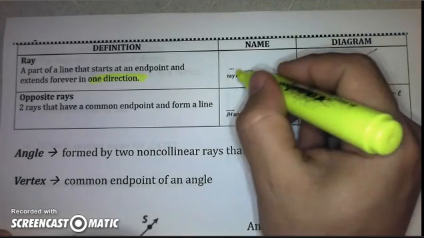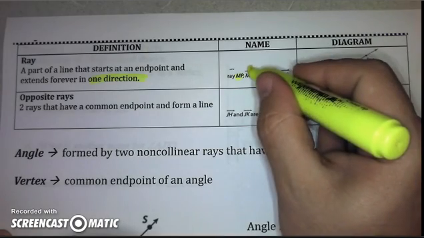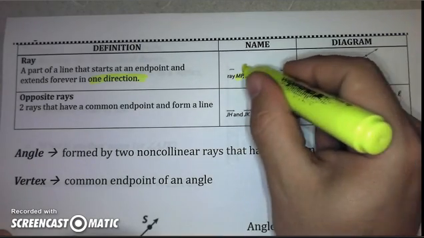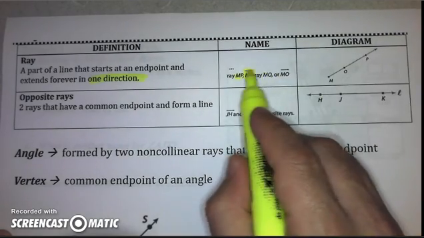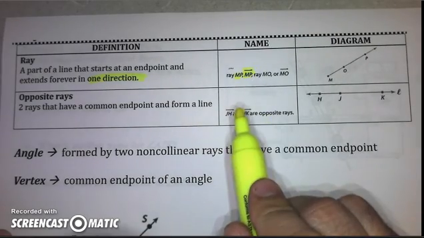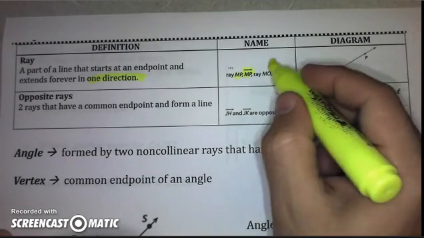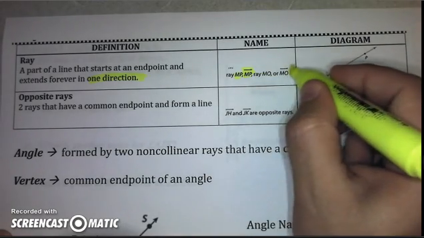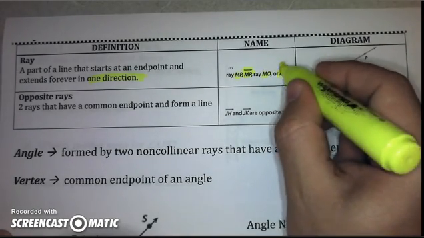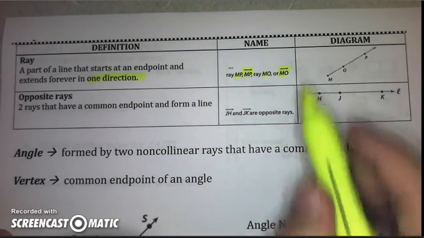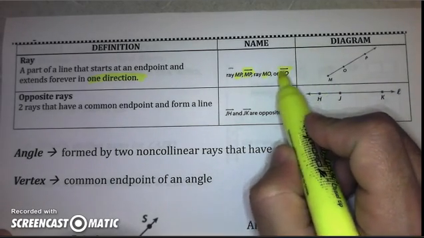We could call this ray MP, or using our notation with a ray line above it, just the line with one arrow at one end, it'll always point to the right, never to the left, always to the right, no matter which direction our ray goes. Or I could call it ray MO, or using the ray notation. I will almost always use the ray notation above it.